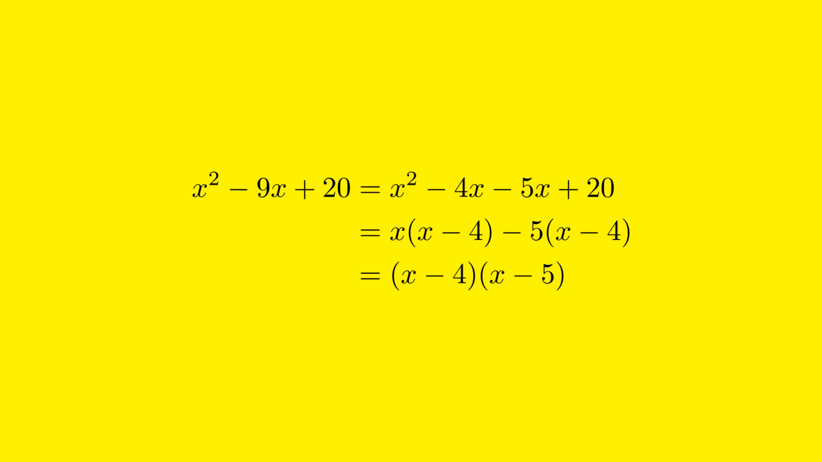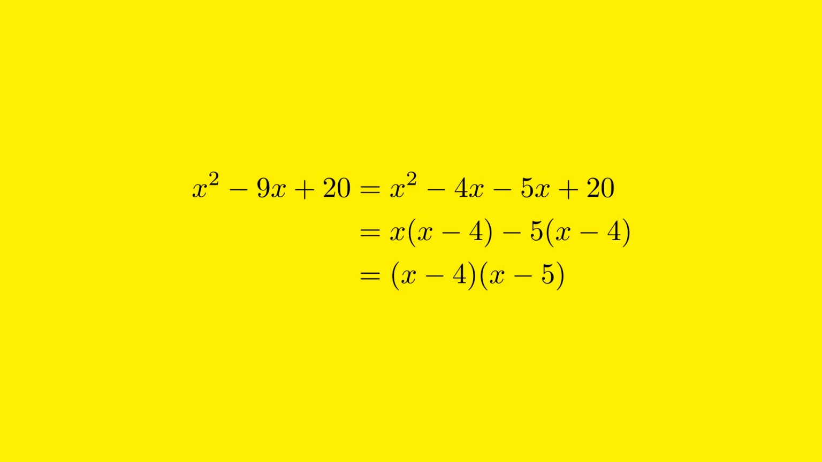But writing it this way allows us to do something important. We can line up terms that have common factors, which we can then factor out. Let us break the equation into two parts and factor it like so: x times (x minus 4) minus 5 times (x minus 4).